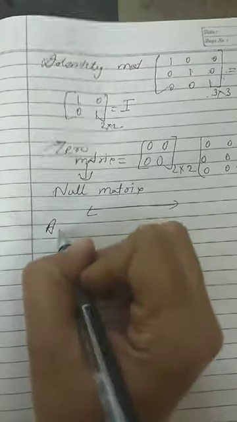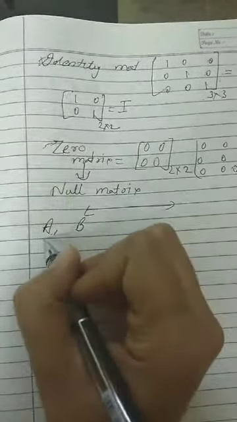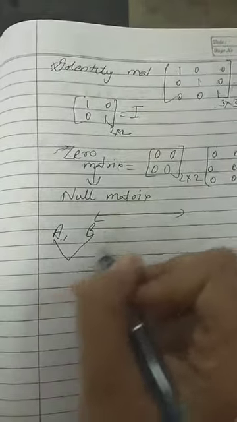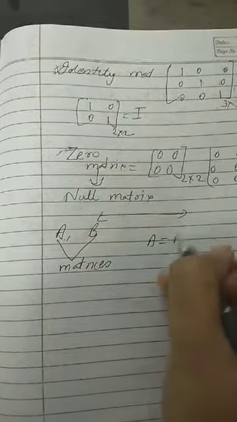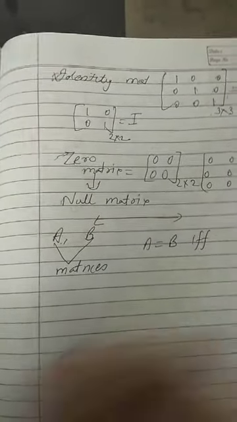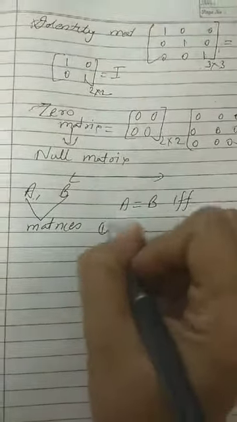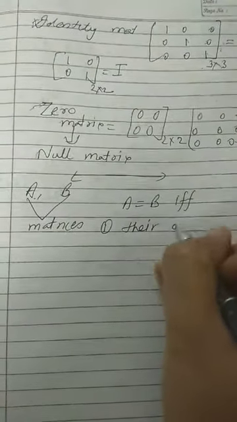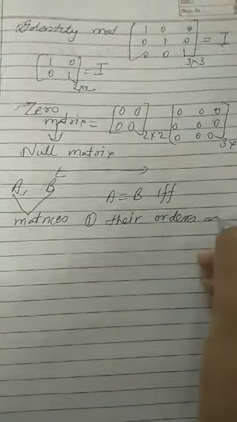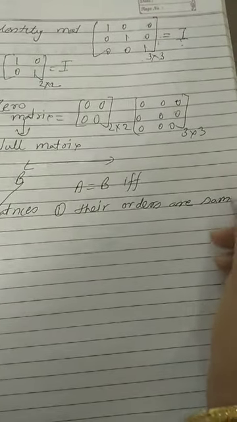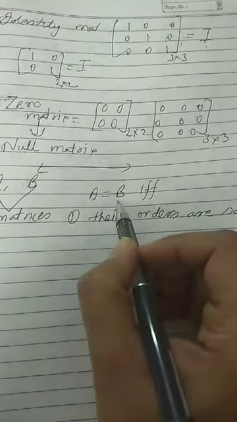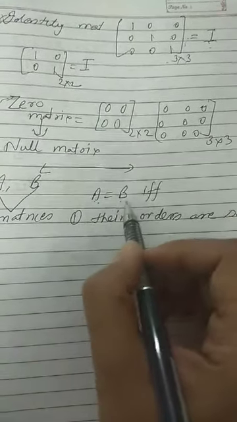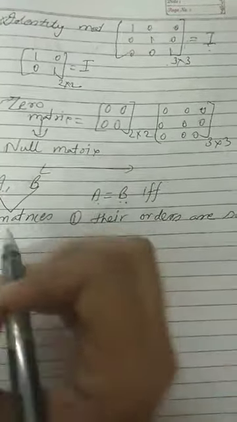Now the next thing that we will discuss is when two matrices are equal. If A and B are two matrices, when are these two matrices equal? A will be equal to B if and only if, first, their orders are the same. Orders are the same means if A is a matrix of order 2 by 2, then B also should be of order 2 by 2. If A is of order 3 by 3, B should also be of order 3, right?